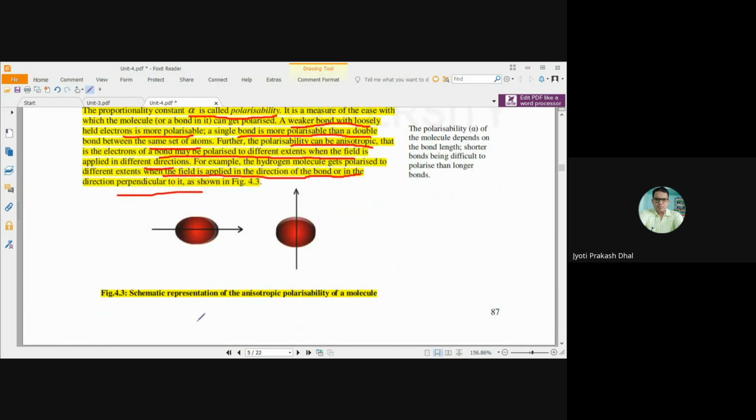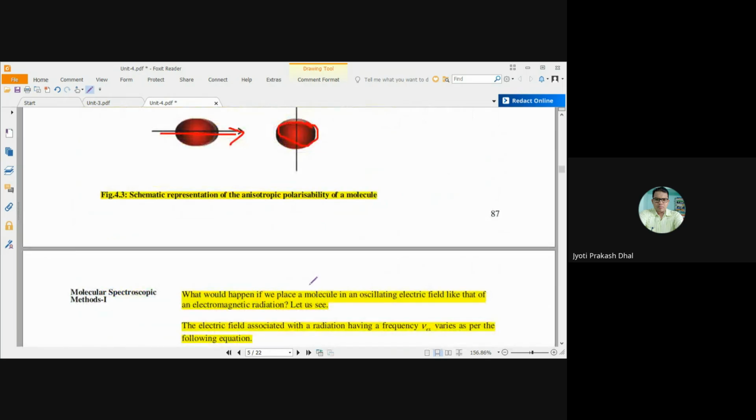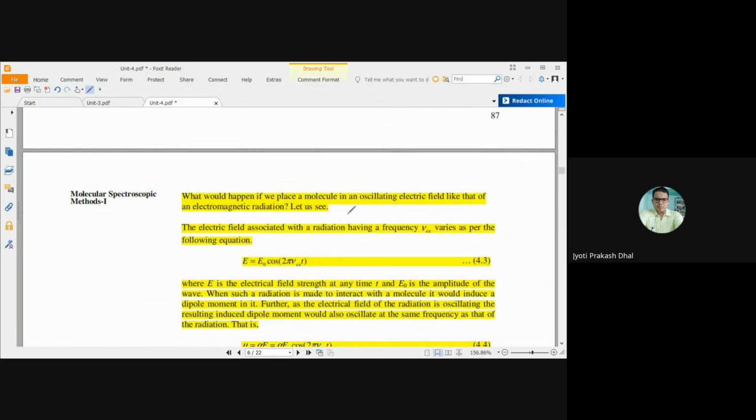So this is the schematic representation of anisotropic polarizability of a molecule. That means the molecule may be polarized in this direction, this type, or another type of polarization. So what will happen if we place a molecule in an oscillating electric field?